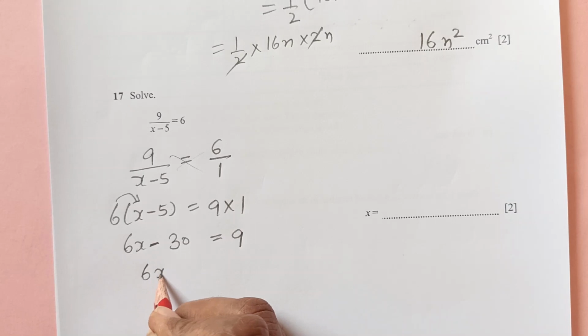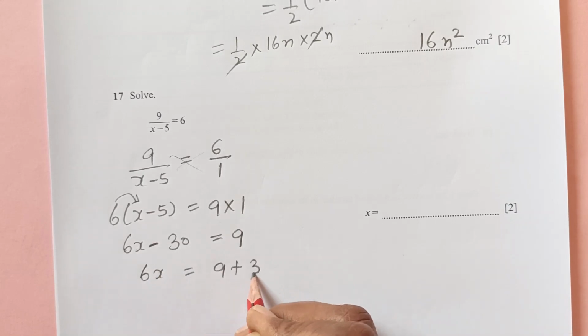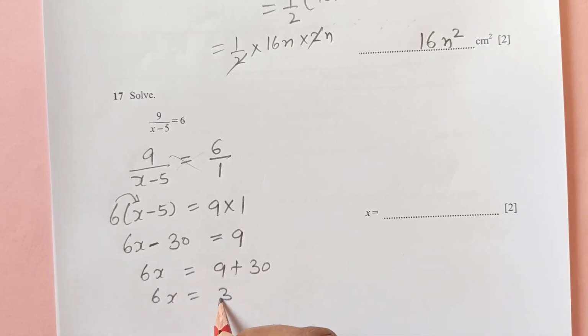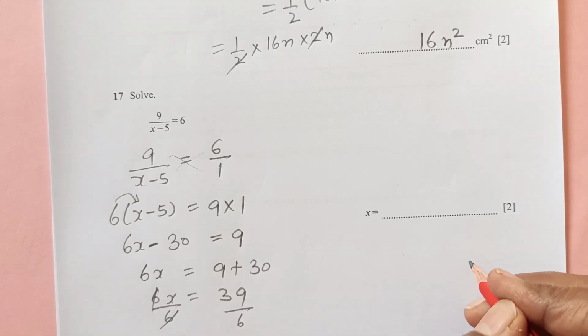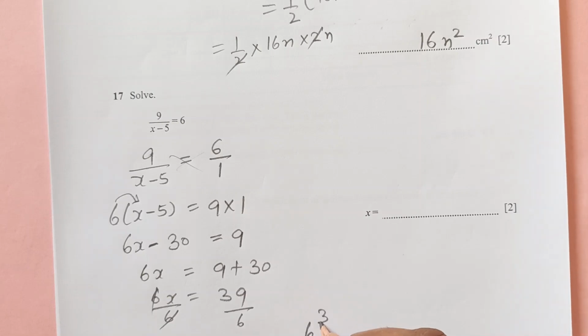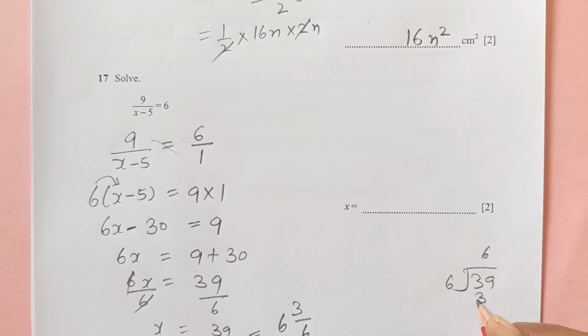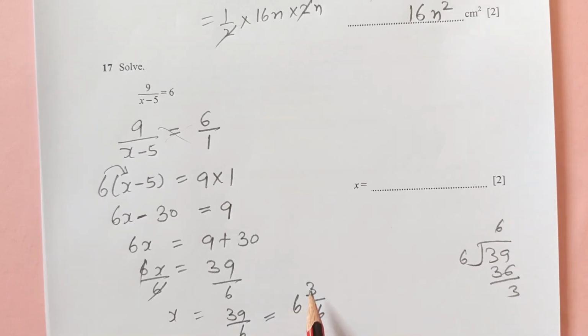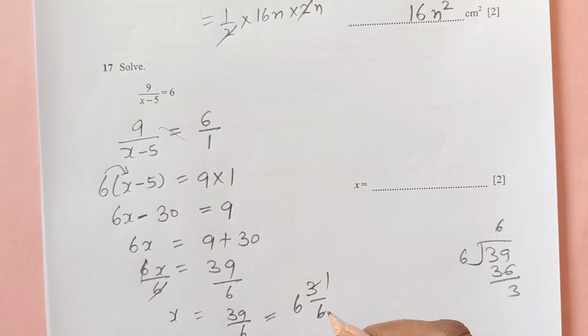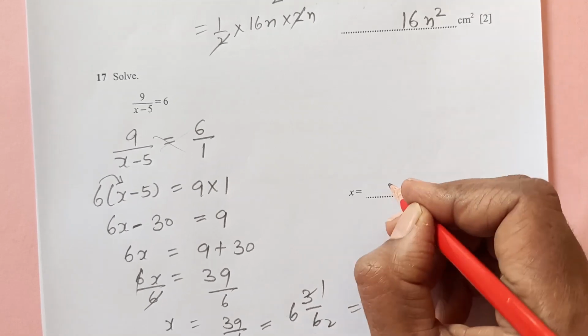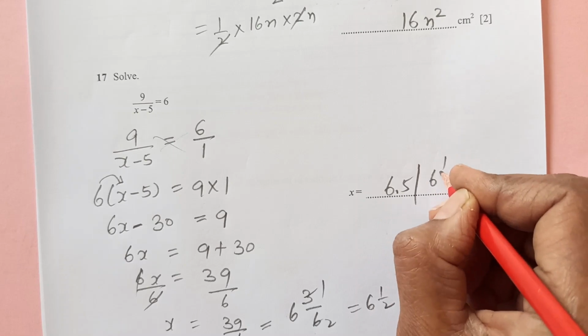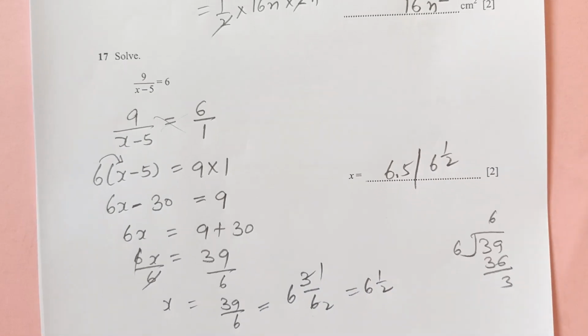Now 6x is equal to 9 plus 30. So 6x is 39. Divide by 6, divide by 6. So x is equal to 39 over 6. So you can write this as 6 times 6, 36, 3 over 6. When you divide 39 by 6, you get 6, remainder 3, so 6 and 3 over 6. Simplifying this, it is 6 and a half. So it may be 6.5, or you can write down 6 and a half, right?